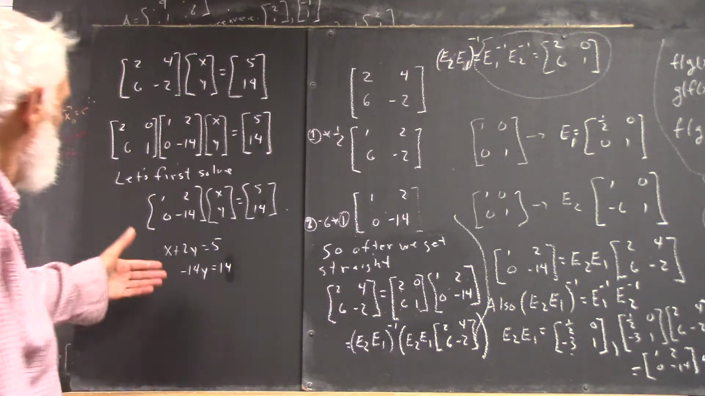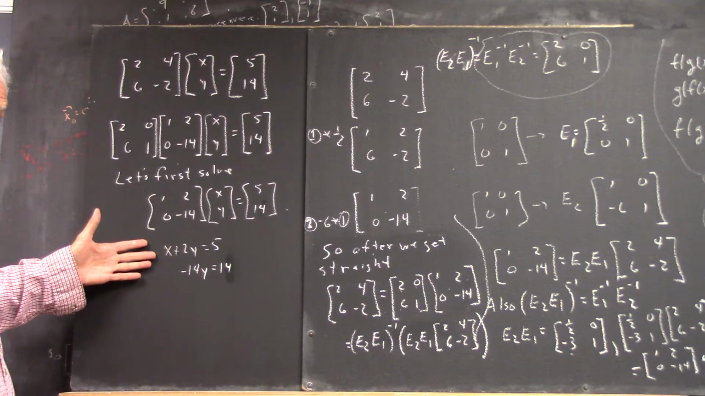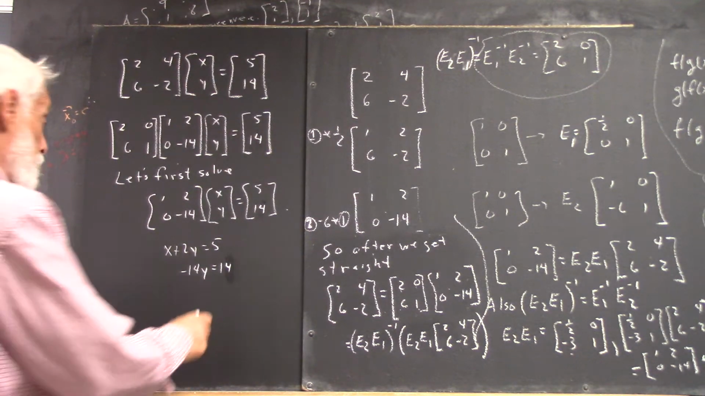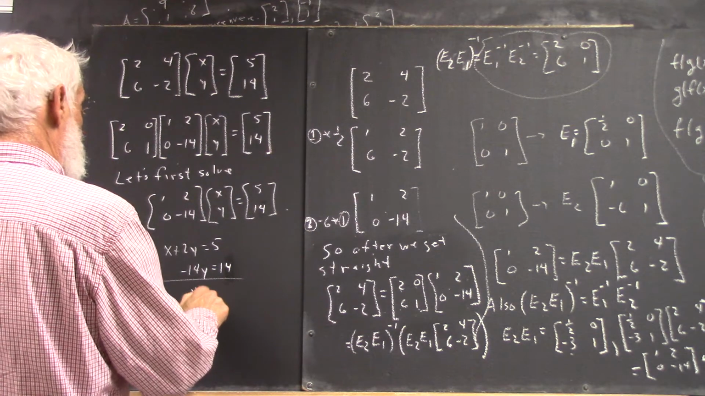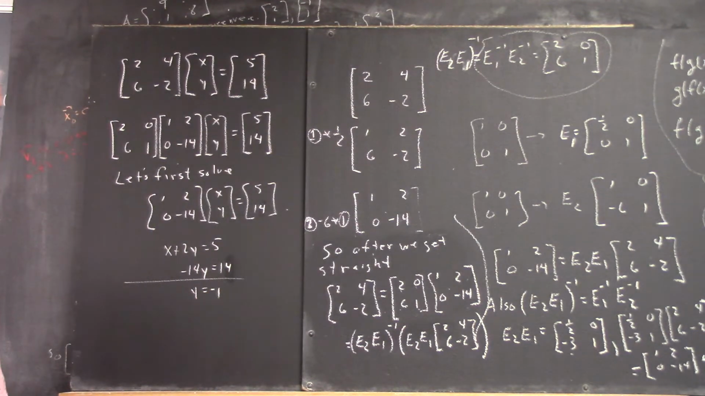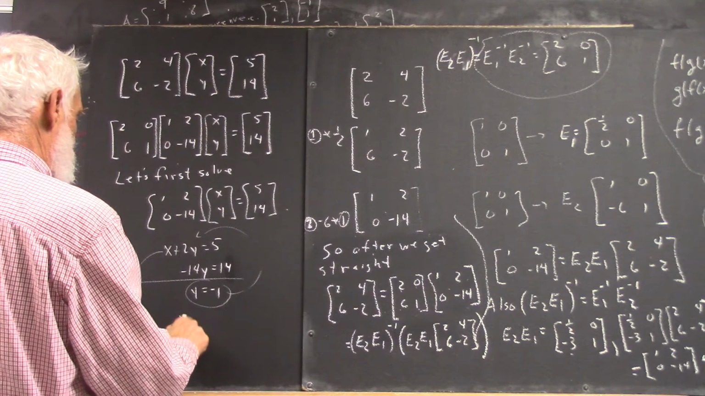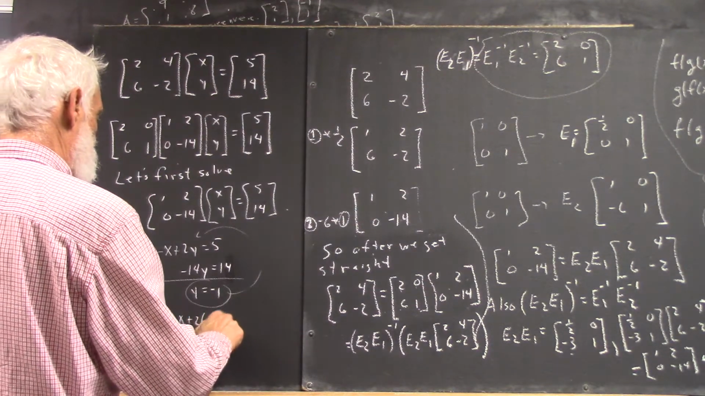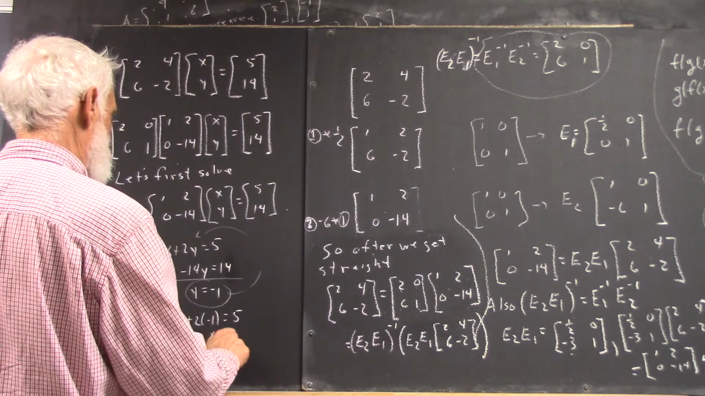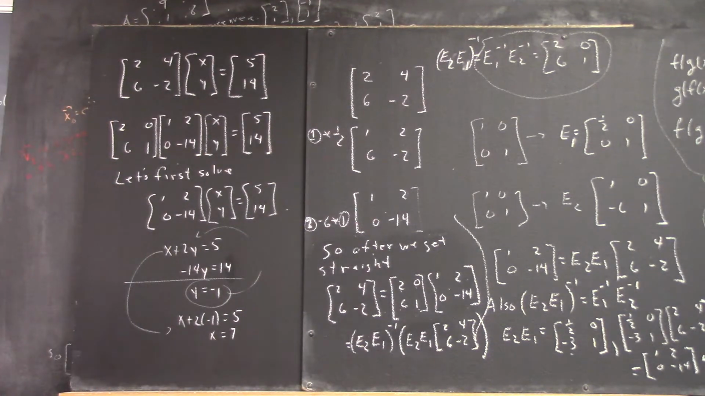Okay. So here we have the equivalent system, right? Well, that's easy to solve. Backward substitution. Y equals negative 1. Put that back in here. And we get x plus 2 times negative 1 equals 5. X equals 7. Okay?